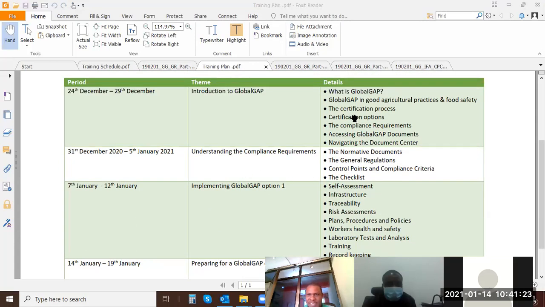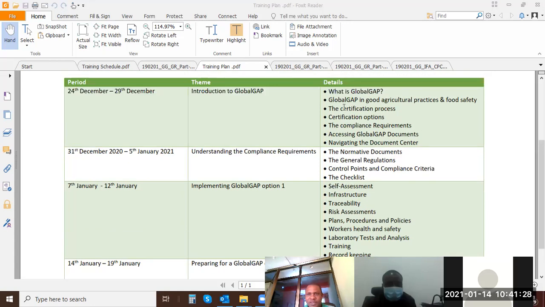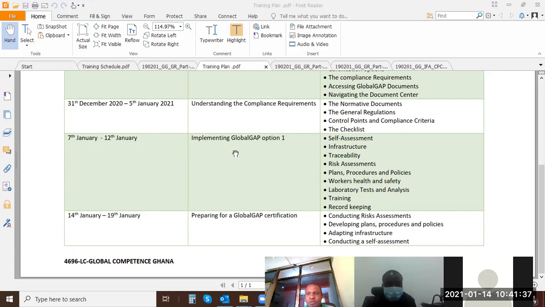So we have done up to this point. We have finished the first two themes, that is introduction to GlobalGAP, understanding the compliance requirement. Our next theme will be implementing GlobalGAP option 1. So this is where we are going to look at the details of the control points and compliance criteria. What must be done? How can you answer those questions in the control points? So this will start next Tuesday.